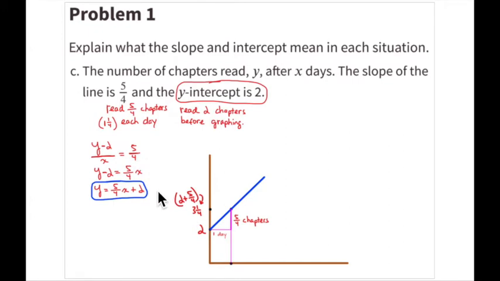And the other calculation that you can make then is what's the total number of chapters that you've read? Well, it's 5/4 of a chapter each day plus that beginning 2 chapters.